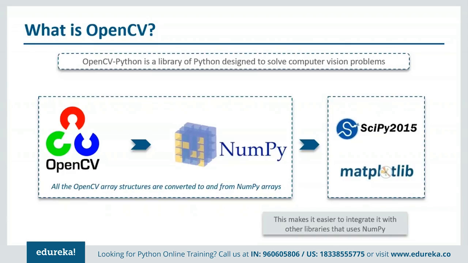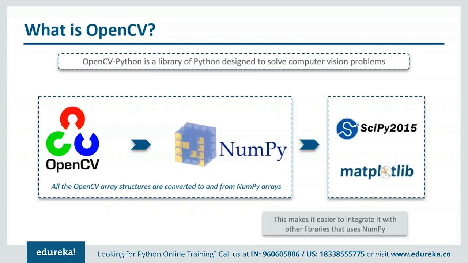Now, OpenCV Python is nothing but a Python wrapper for the original OpenCV C++ implementation. And in OpenCV, all the images are converted from or to NumPy arrays. So if there's any image, then OpenCV will first convert it into a NumPy array.